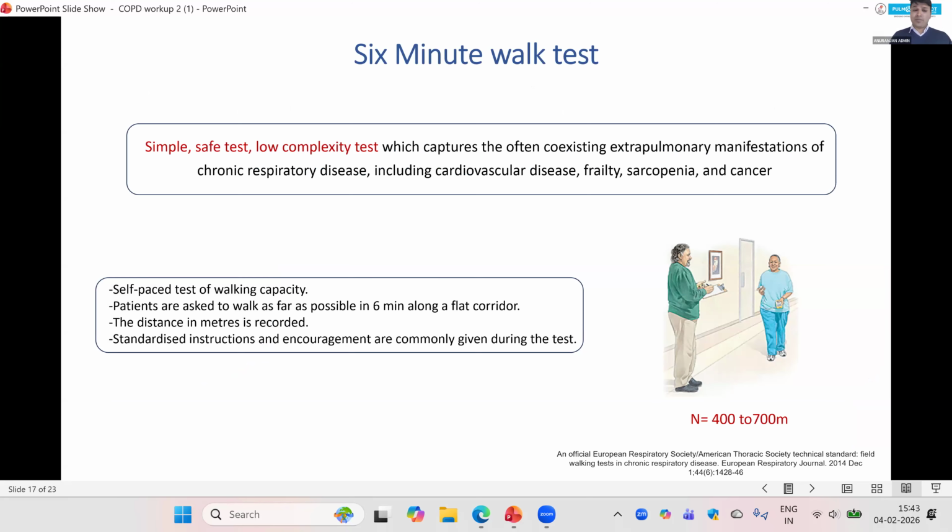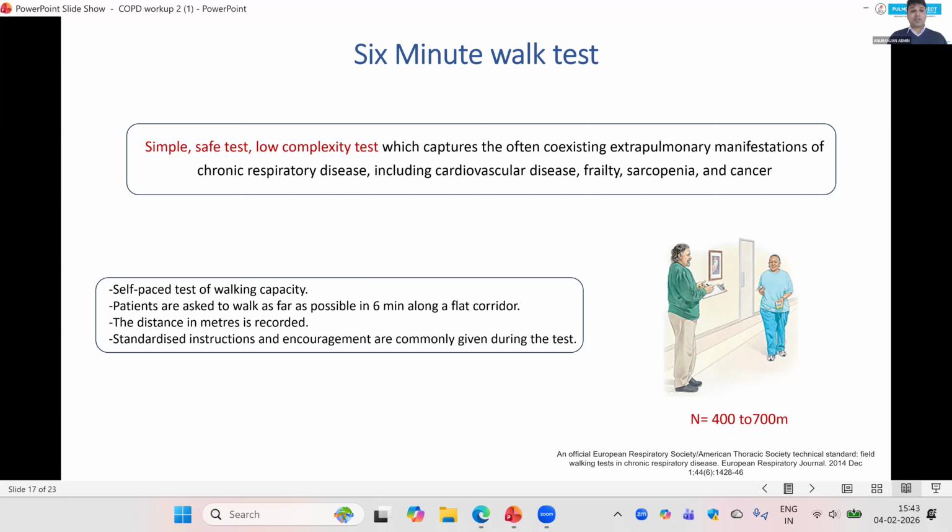You have to use the normal encouragement words. The patient should be well rested at that point of time. The clothes should not be very loose, not very tight, and you don't have to tell them to rush, but yes, walk at their own pace. But yes, they don't have to stop. Normally, the values are 400 to 700 meters.